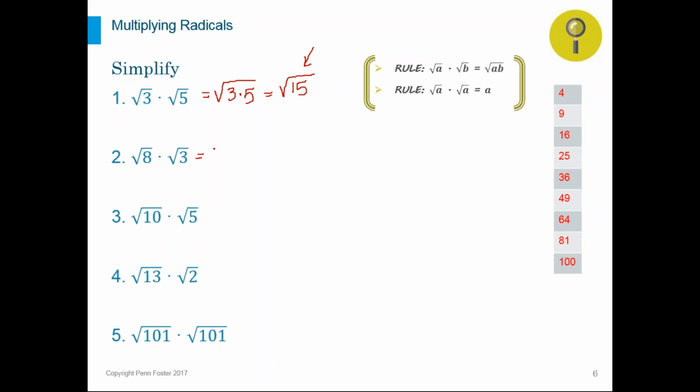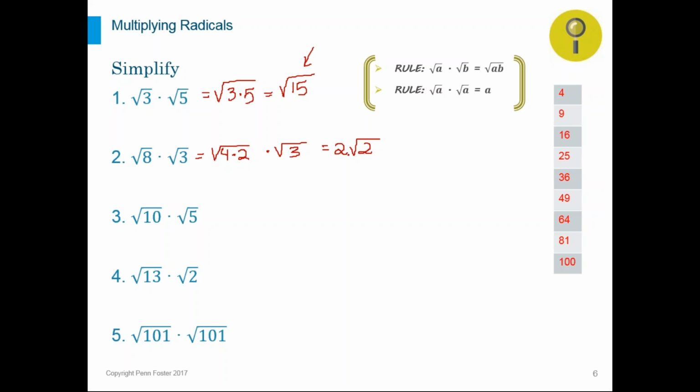What I'm going to do is represent 8 as 4 times 2. I'm still multiplying times the square root of 3. Now, the square root of 4, I know is 2. So this expression can be written as 2 the square root of 2. So the square root of 4 is 2, which is outside here, and then the other 2 remains under the square root sign.